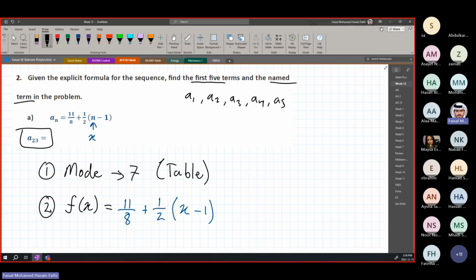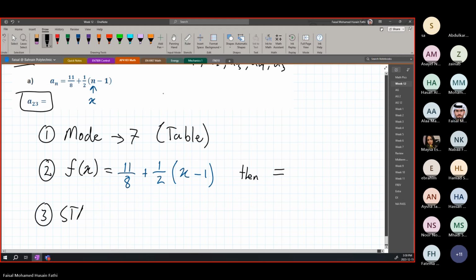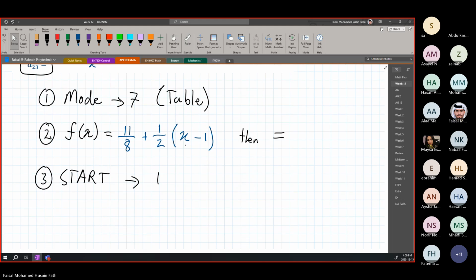So let me do that as well. 11 over 8 plus 1 over 2 x, which is alpha, close brackets. That's where the x is on the calculator, minus 1. All right. Then you will just click on equal. It will tell you start. You will put 1.